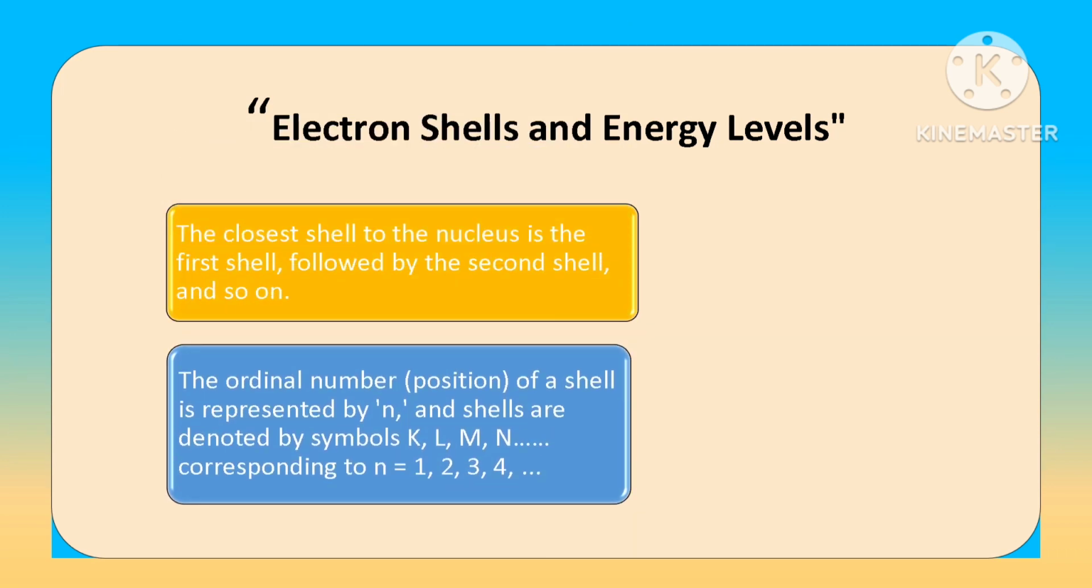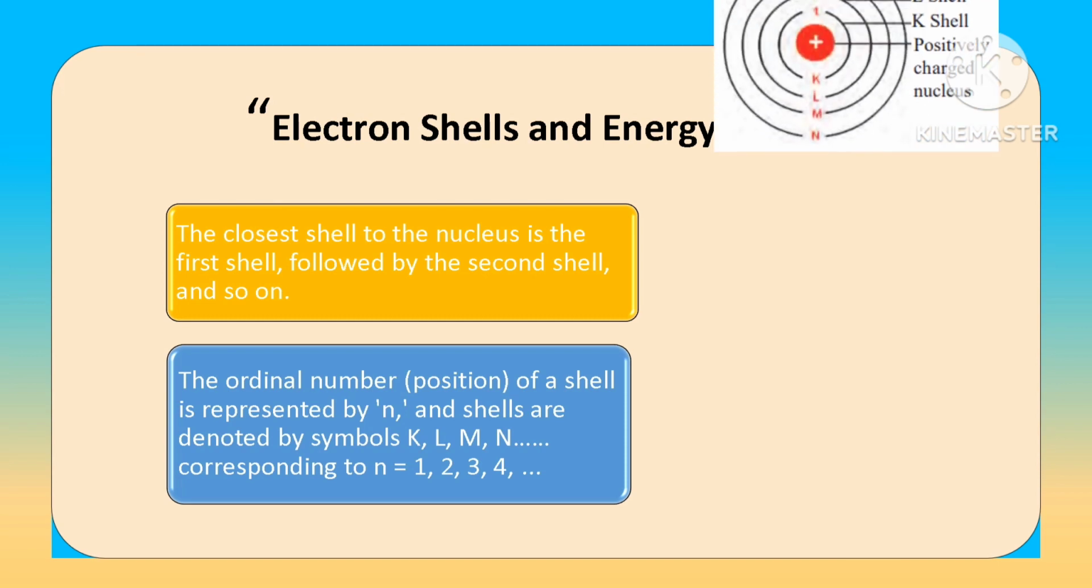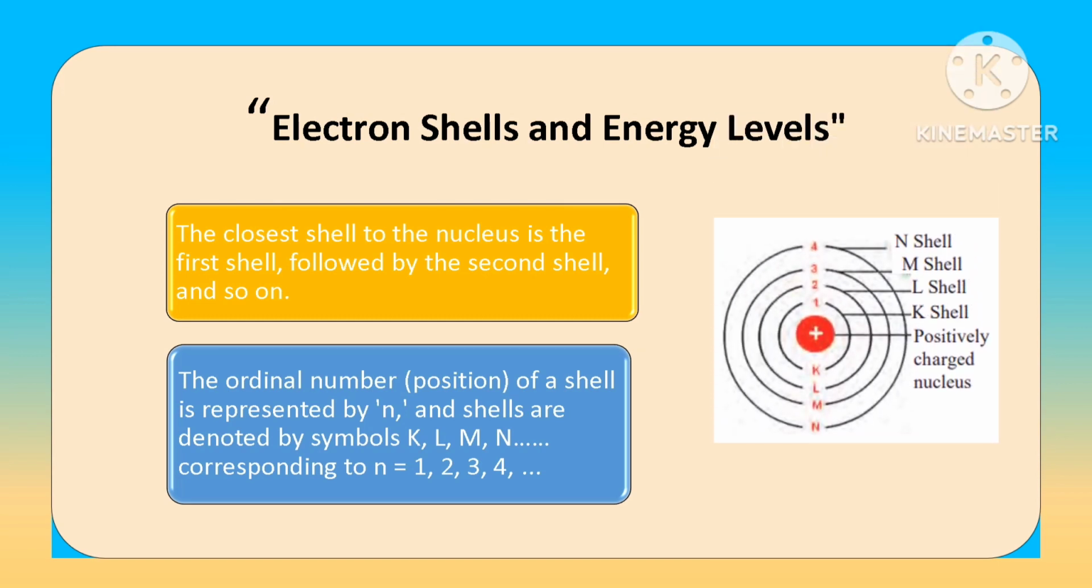The ordinal number, meaning the position of a shell, is represented by n, and shells are denoted by symbols K, L, M, N corresponding to n equal to 1, 2, 3, 4 and so on. In this figure you can see the K shell is the first shell, L is the second, M is the third and N is the fourth shell and so on.